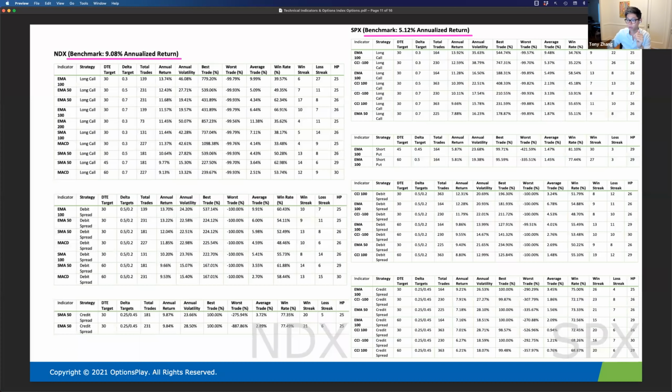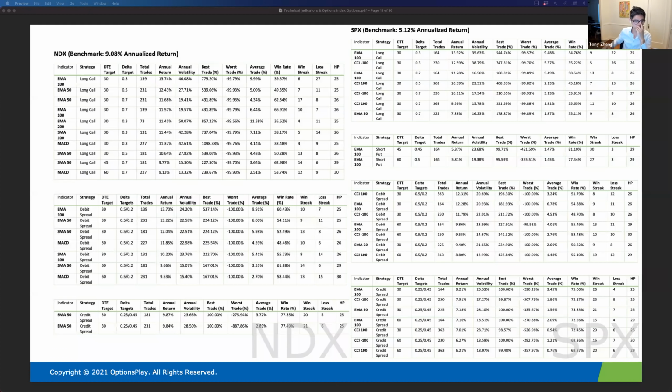And again, I'm going to walk you through the output of these results and what our primary observations are. But what you clearly see is that there are more trades on the right-hand side of your screen for SPX than there are for NDX on the left-hand side of your screen. And again, this is because the SPX benchmark was so much lower. So there were simply more option strategies that outperformed the benchmark than on NDX.